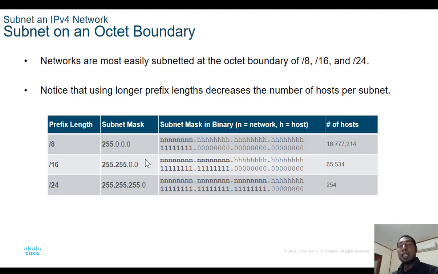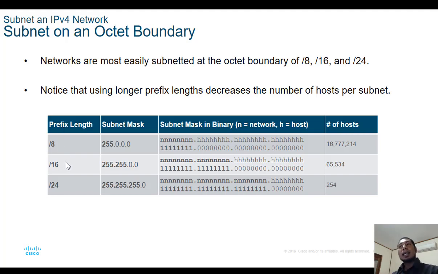By the way, when you get to IPv6, you will no longer see a subnet mask. You will see a prefix, such as prefix /64. You won't be able to see a subnet mask written in that form, denoted in decimal format.